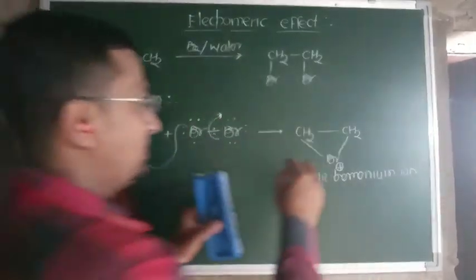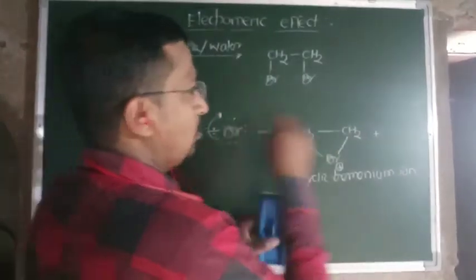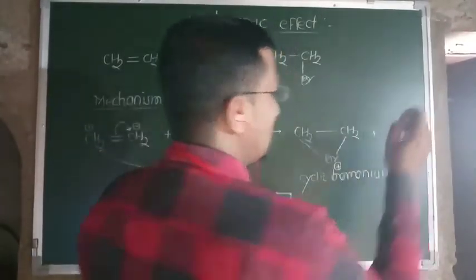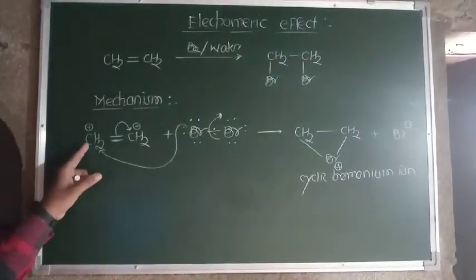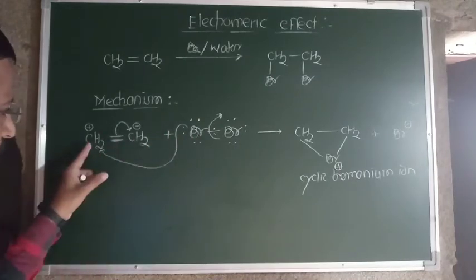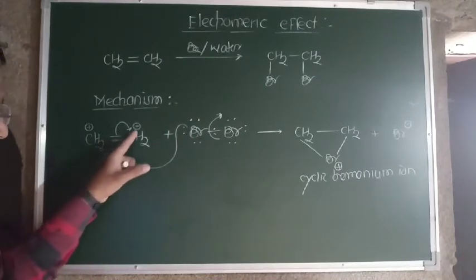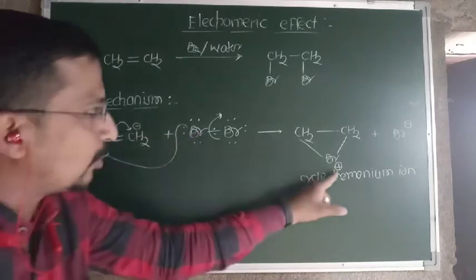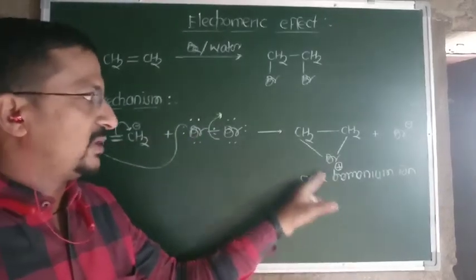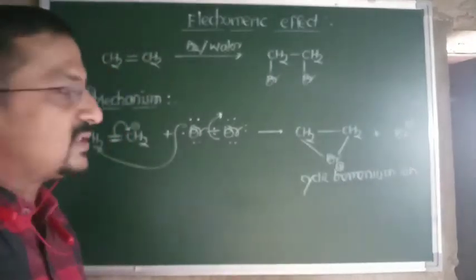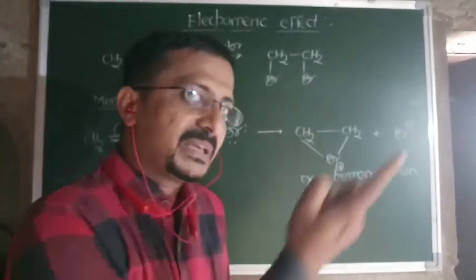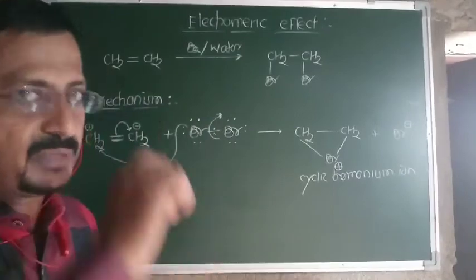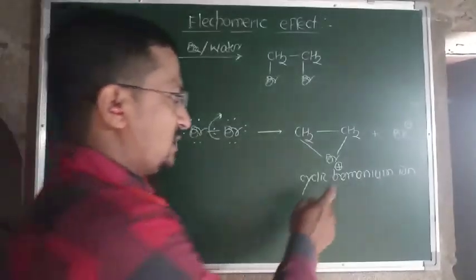Now see, with it is the bromide, that is the Br minus. Now see, this carbon forms a bromine bond. At the same time, what happens? This negative charge comes between carbon and this bromine, so it forms a cyclic bromonium ion. This cyclic bromonium ion is unstable because the electronegative atom carries a positive charge. And that's why it's unstable.